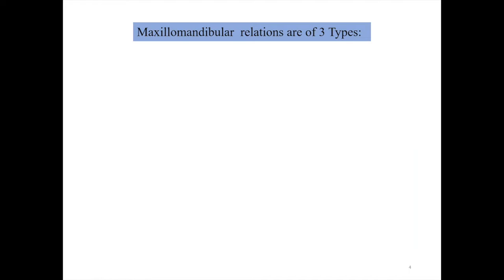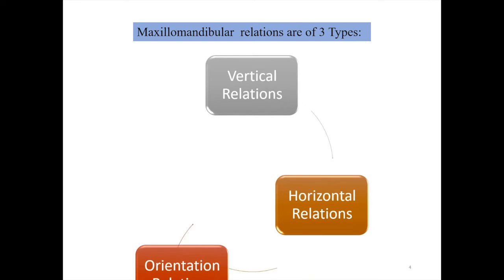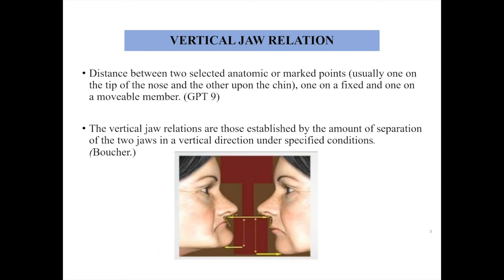Coming to the maxillomandibular relations, they are of three types: the vertical relations, horizontal relations, and orientation relations. Vertical jaw relations are the ones established by the amount of separation of the two jaws in a vertical direction under specified conditions. It may be recorded as vertical jaw relations at rest and vertical jaw relations at occlusion. Vertical jaw relations at rest in denture construction is used as a guide to the lost vertical dimension at occlusion.